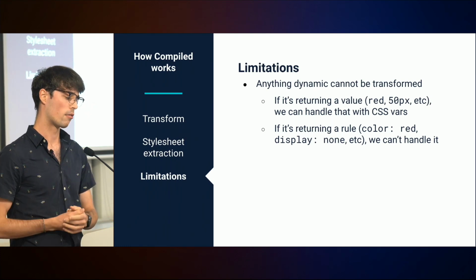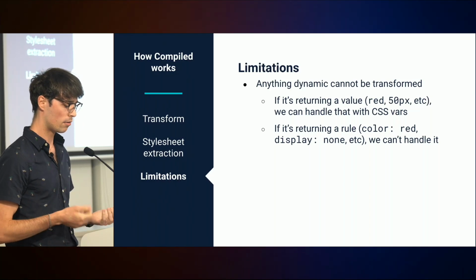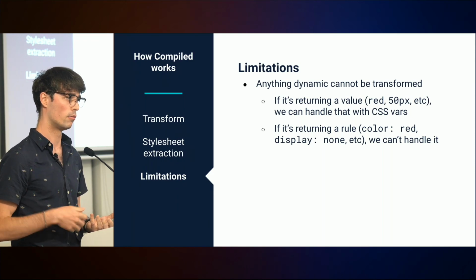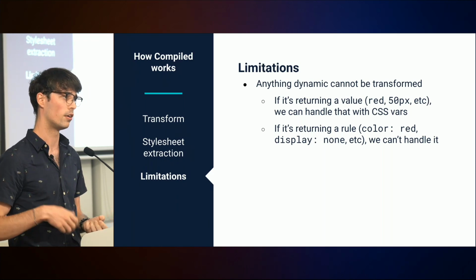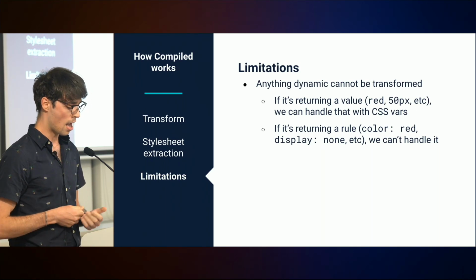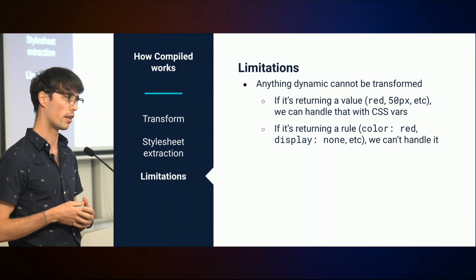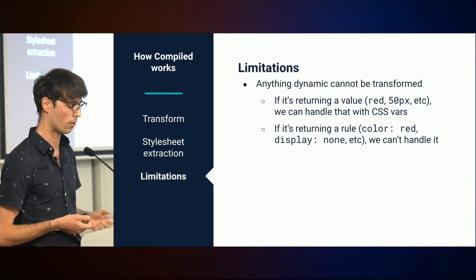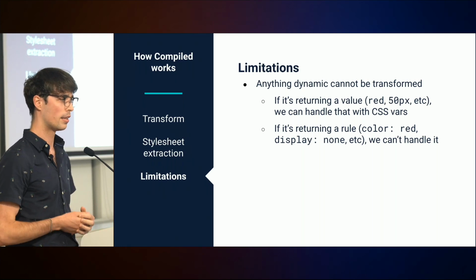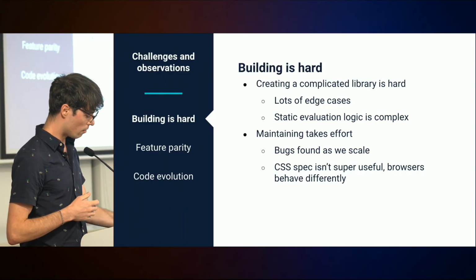But yeah, the limitations. Obviously, anything dynamic can't be transformed. If there's something returning a value in a function, you can't know that at build time, because it's code that needs to be run. It could return something different depending on the time or the different input. Generally, we handle that with CSS variables. But we can't do every scenario, because of cases where you're returning something that's more than just a value of a CSS function. Say it's a color red, you can't do that, but you could just return the color red. That would be fine. So we can't handle those scenarios.